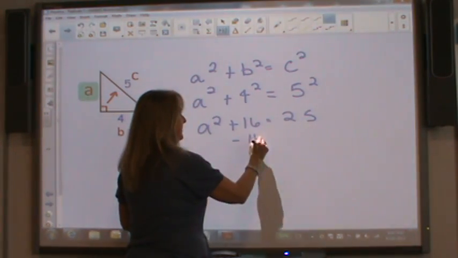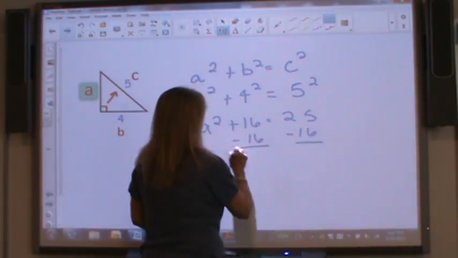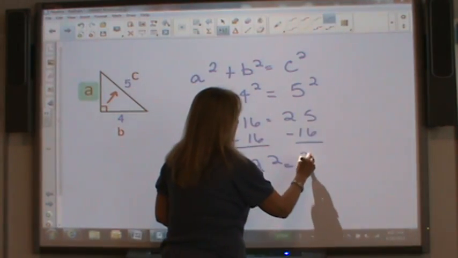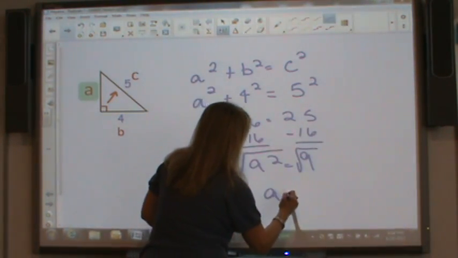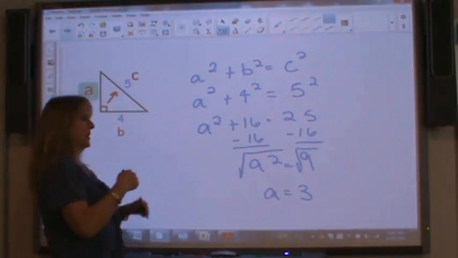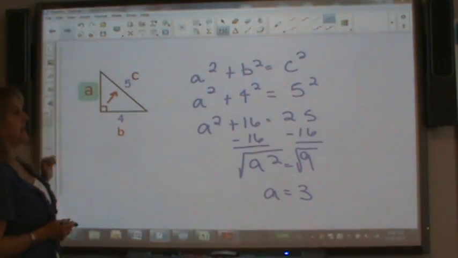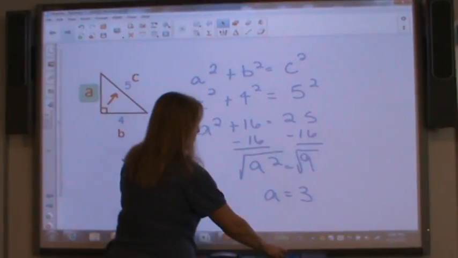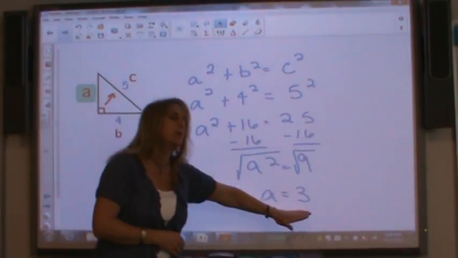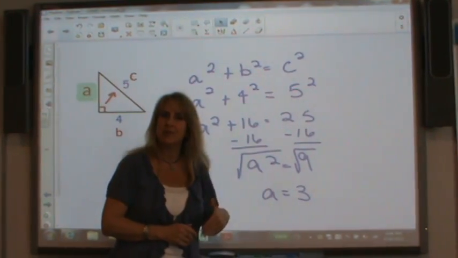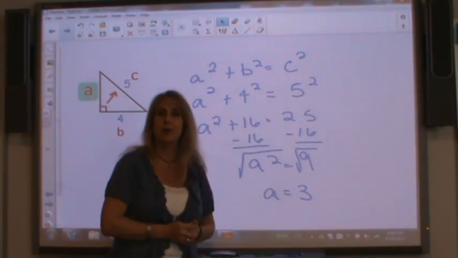I subtract 16 from both sides. I have a squared equals 9. I take the square root of both sides, and a equals 3, because the square root of 9 is 3. So that is what my other leg is. This particular triangle, when we take the square root, it's a nice whole number at the end. We came up with a perfect square for what our a squared is.